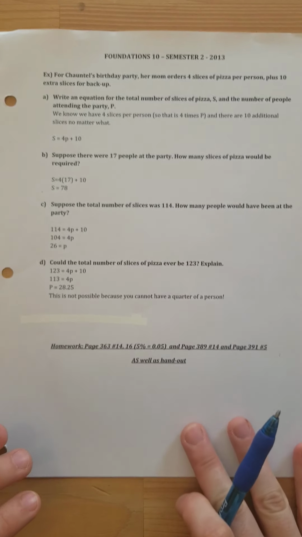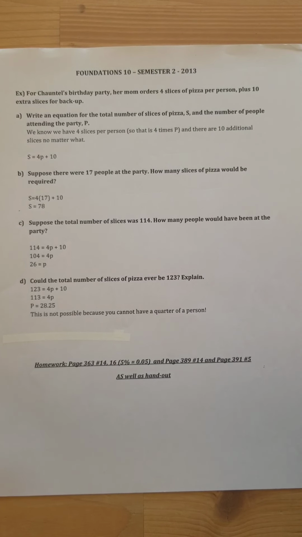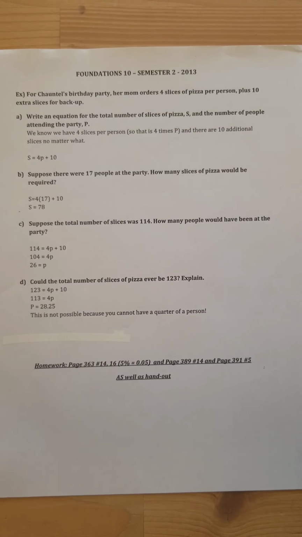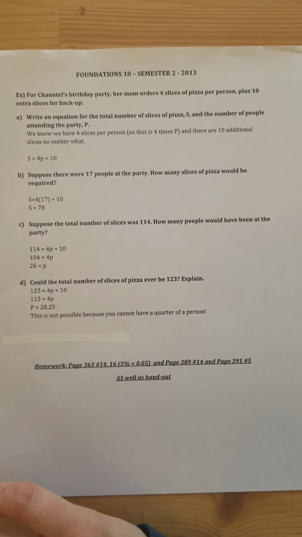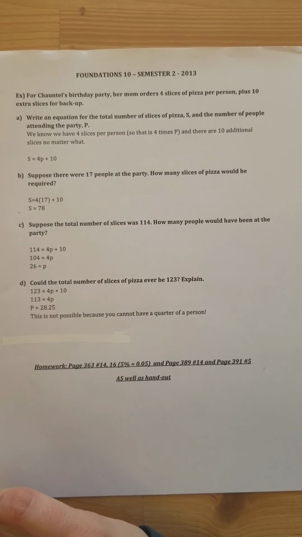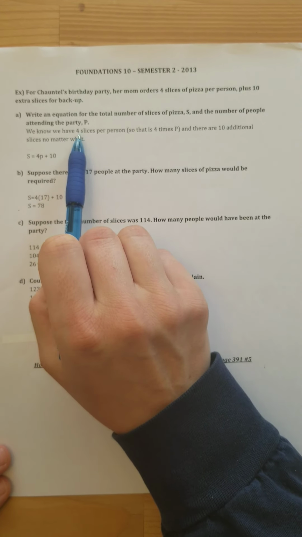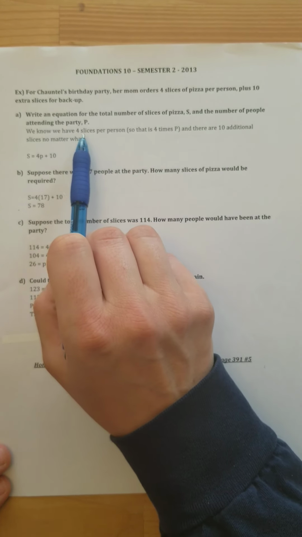Okay, another example. For Chantel's birthday party, her mom orders 4 slices of pizza per person plus 10 extra slices just in case someone was really hungry. Okay, so write the equation for the total number of slices of pizza and the number of people attending the party, P. So we know we have 4 slices per person, so that is 4P.